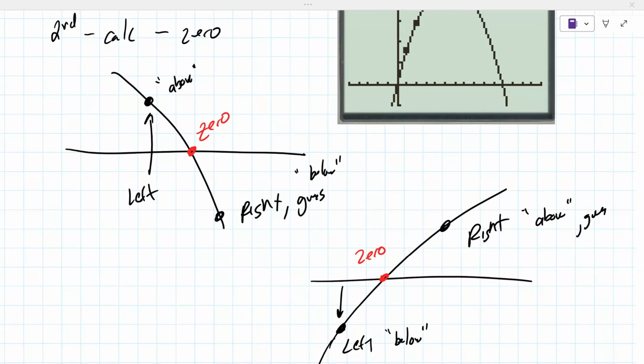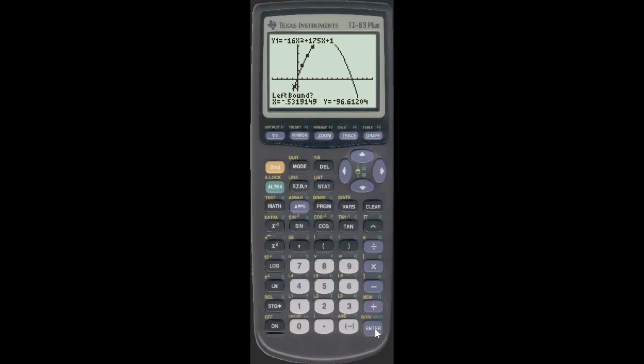Let's go back to the calculator. All right. So left bound, you hit enter, and then you've got to get right bound. So you're going to go right of it. You don't need to be too close. Just get right of it somewhere. That's good. Right of it, hit enter, and then guess, enter at the same place.